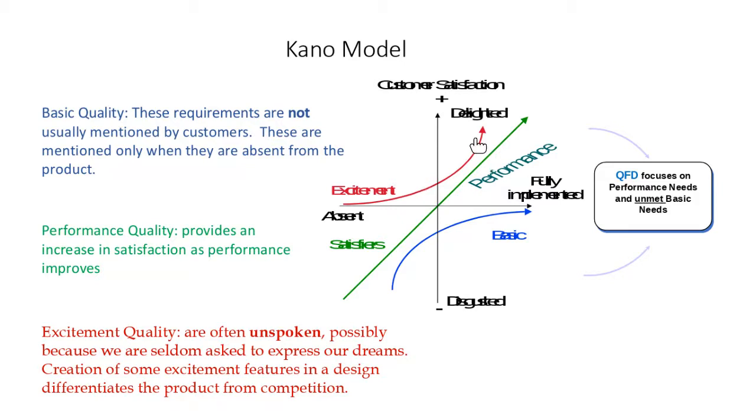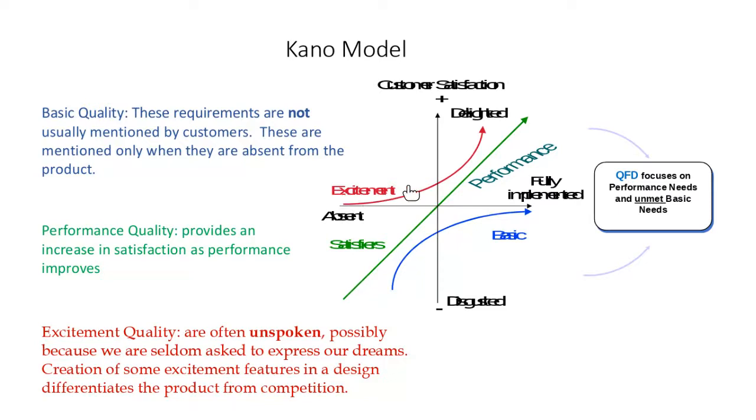Considering those excitement features, as you can see, if they are absent, the satisfaction is still high for the customer, higher than when the basic ones are not available, because that satisfaction is the green arrow. As you can see, even when the excitement is absent, the satisfaction is still not as low as when the basic is not available.